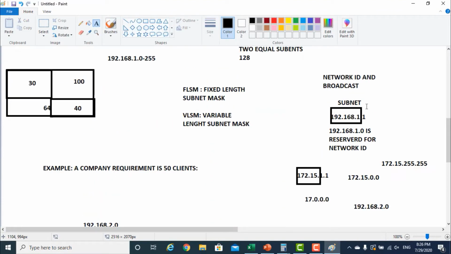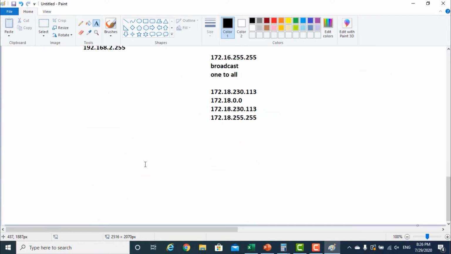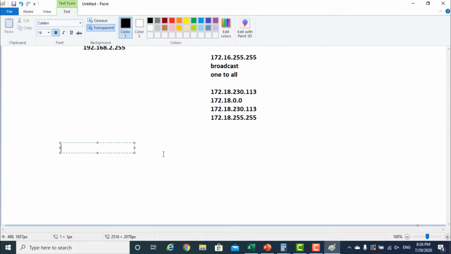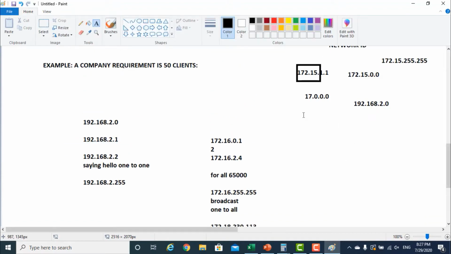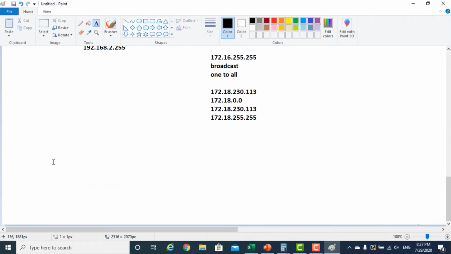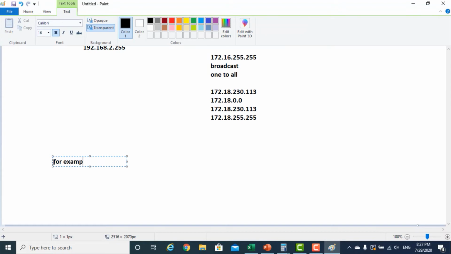I hope you understand the network and the subnet part, guys. Now we come back to our subnetting concept. In the subnetting concept, we had two types of subnetting. That was fixed length and variable length. For example, a company requirement is how many address clients? 50 hosts, which is actually only for hosts, or I can say valid hosts.